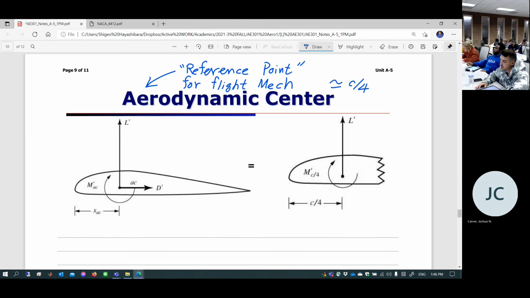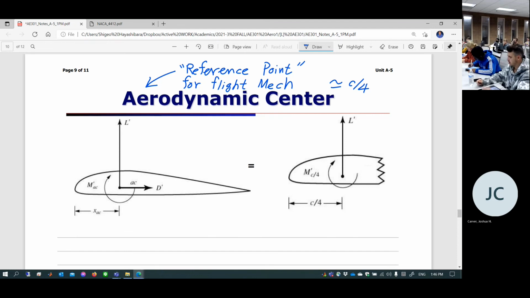Since it's very close to quarter chord, what is the reason it's not absolutely quarter chord? Because it's not exactly quarter chord. If you're talking about a very thin airfoil, it's quarter chord, period. But as you apply thickness and more camber, it is going to change slightly. I see, that's why. We're going to find out.